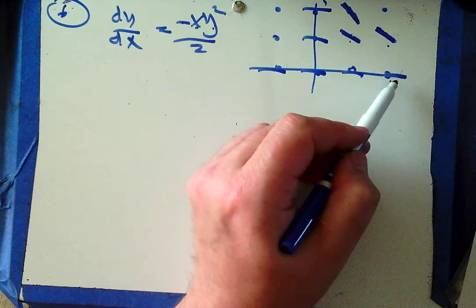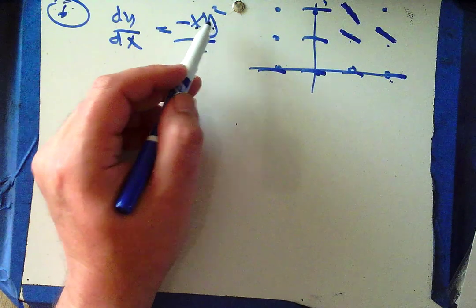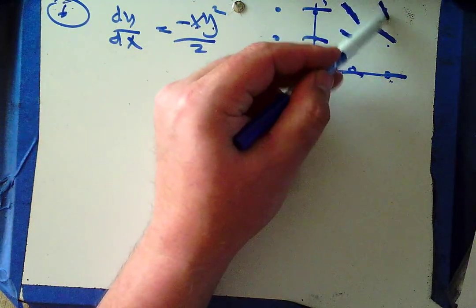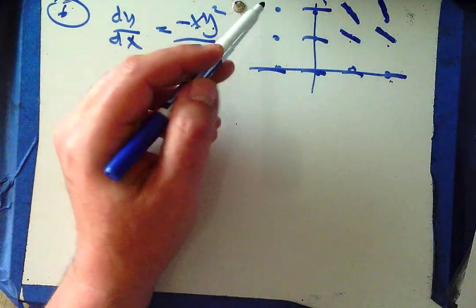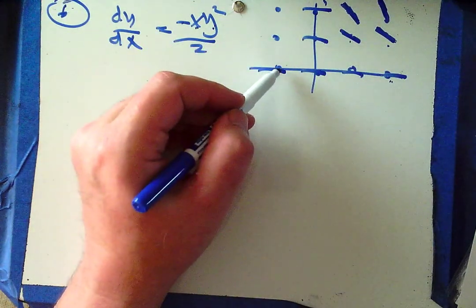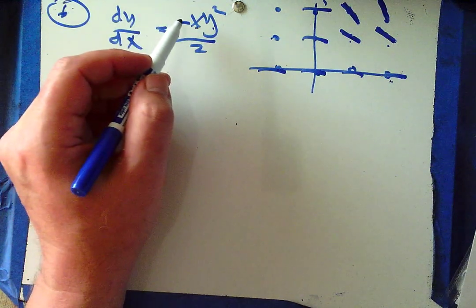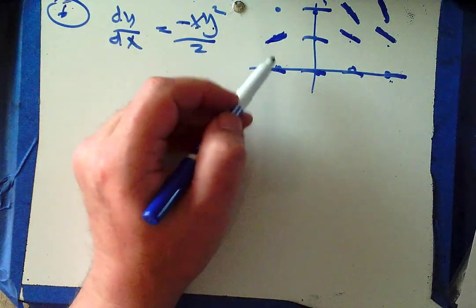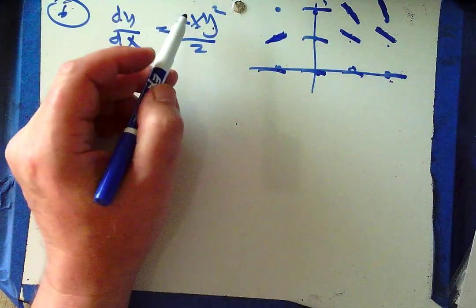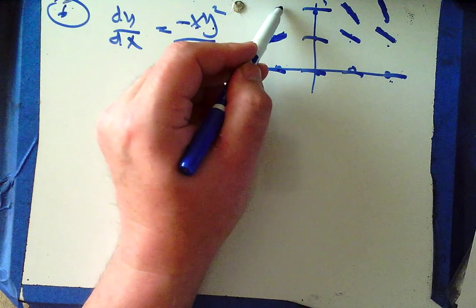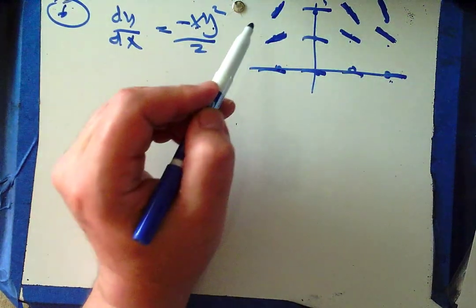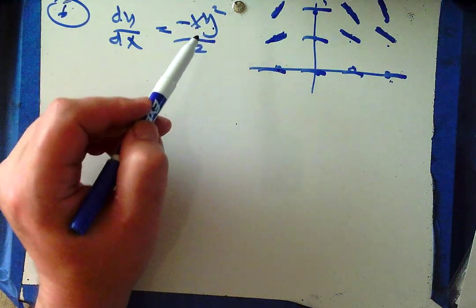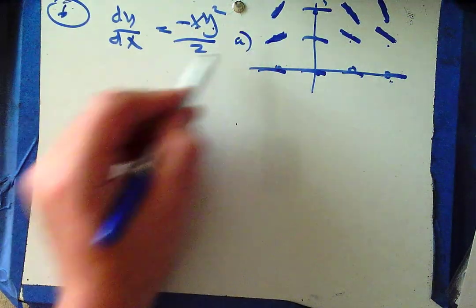And if we plug in 2, 2, we've got 4 times 2, 8, negative 8 over 2, which is negative 4. Okay, and then over here, if we plug in negative 1, 1, we get positive 1/2. And negative 1, 2, we get positive 2. Is it positive 2? 4? Yes. Okay, so there's part A.